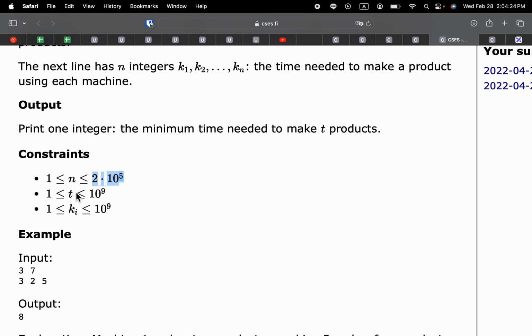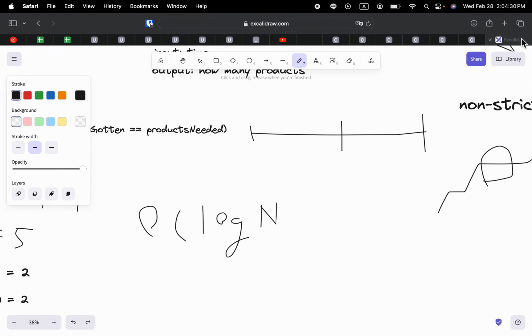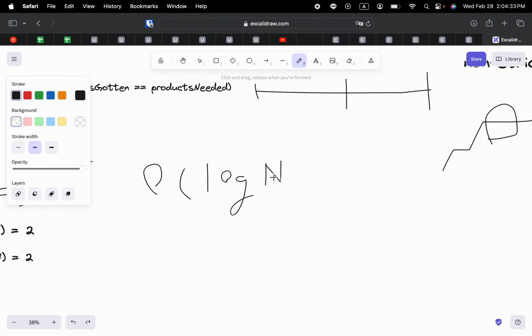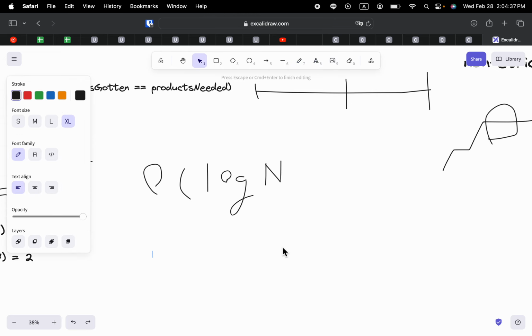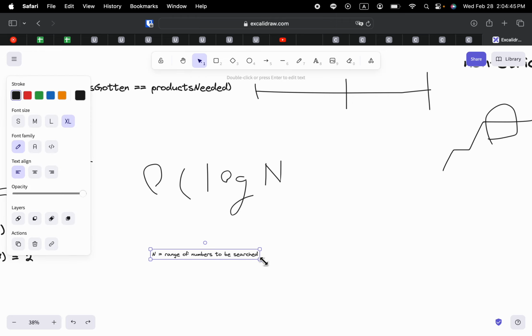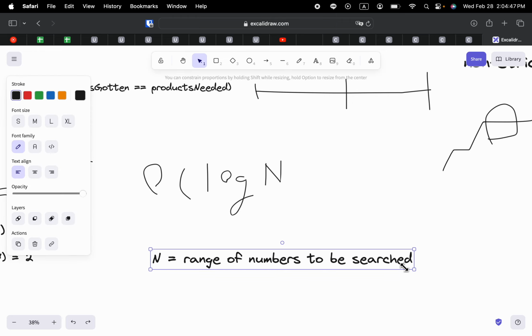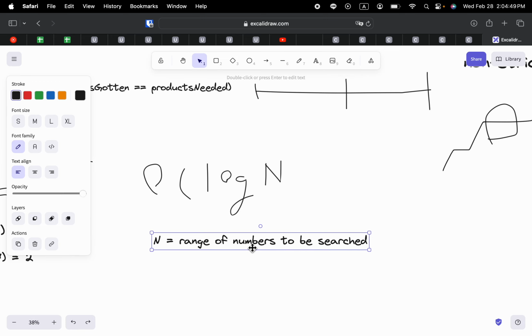No, I think it's the t, because we're doing binary search on the time. Yes, so the log n, where n equals the range of numbers to be searched. And then the time to check for each value.